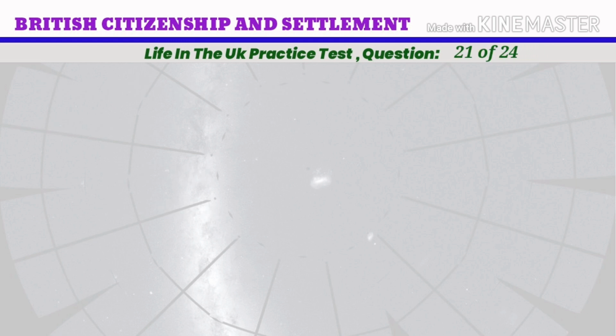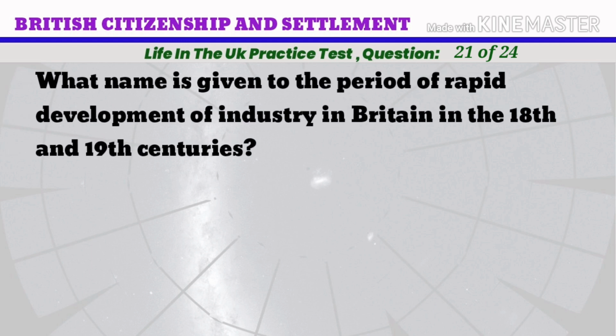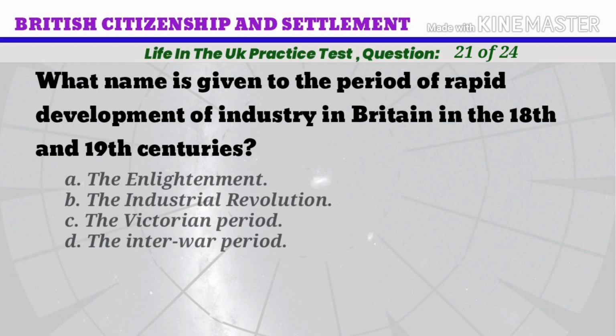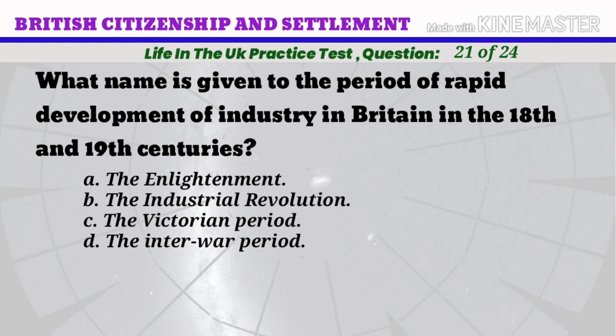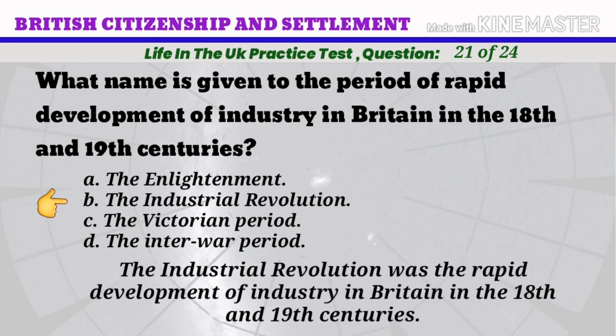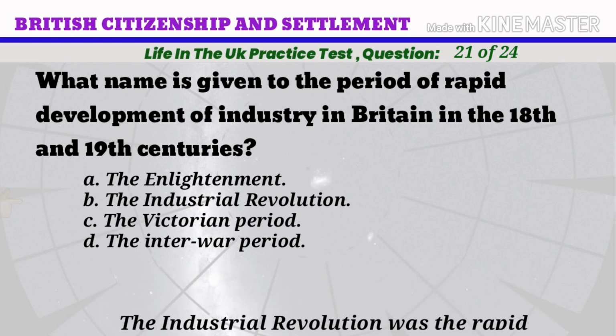Life in the UK practice test question 21 of 24. What name is given to the period of rapid development of industry in Britain in the 18th and 19th centuries? A. The Enlightenment. B. The Industrial Revolution. C. The Victorian period. D. The interwar period. The correct answer is B. Industrial Revolution. The Industrial Revolution was the rapid development of industry in Britain in the 18th and 19th centuries.